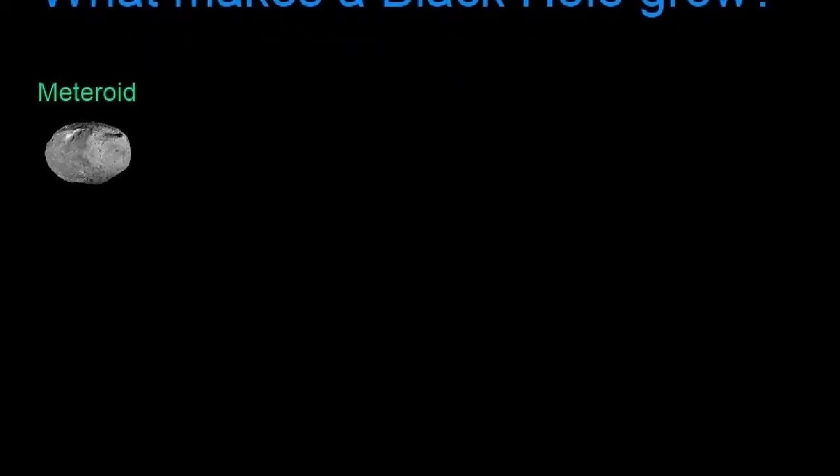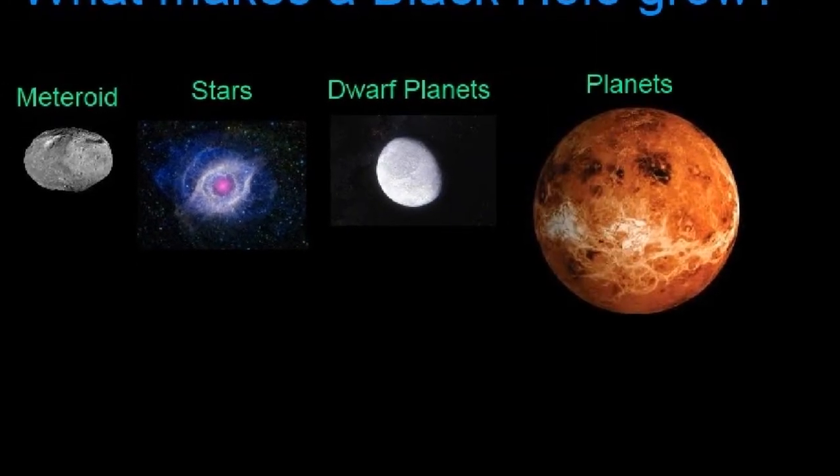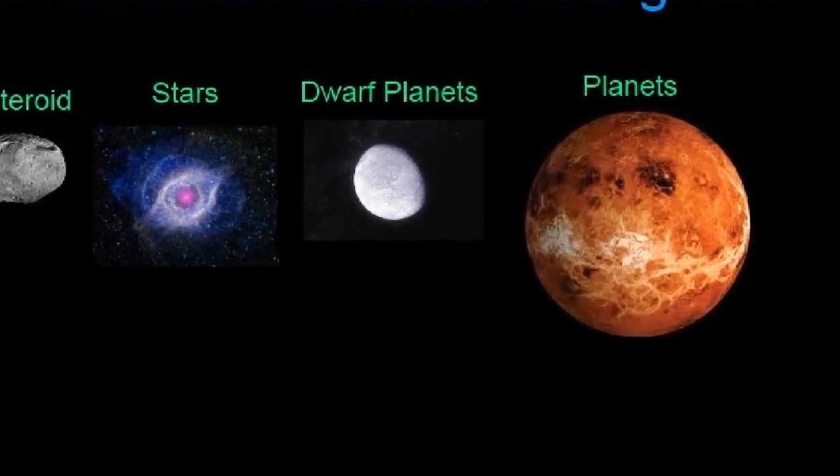A black hole can come in many different sizes, so what makes a black hole grow? Well, it absorbs any additional matter, and this tends to be gas and interstellar dust from its direct surroundings. But it also isn't uncommon for it to include meteoroids, stars, dwarf planets, and regular planets. Next, I would like to show a quick clip of a star actually being consumed by a black hole.